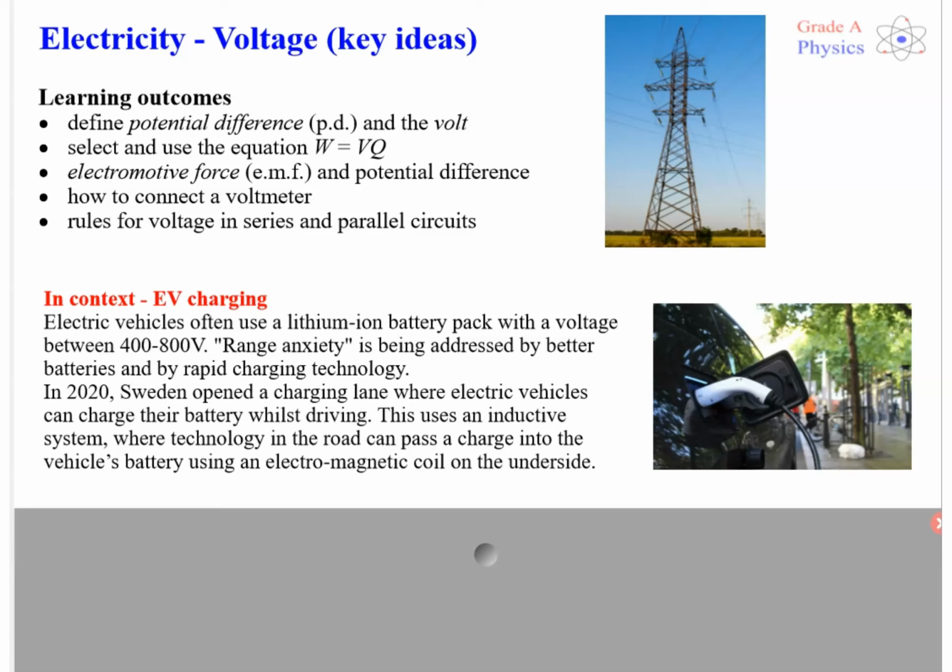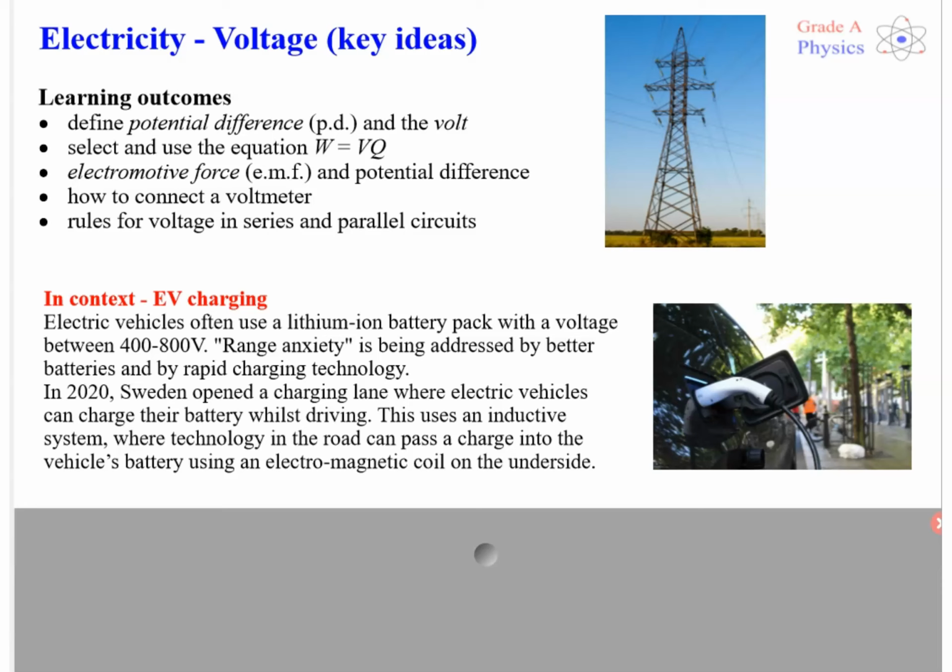So the context example for voltage I've chosen is electric vehicles, which are fascinating technology which is going to become more and more important, used and ubiquitous as the years progress. One of the key concerns at the moment is something called range anxiety. This is about how long it takes to charge up your EV battery, what the maximum voltage is, how much charge it holds, and there are some really innovative ideas to address this issue.